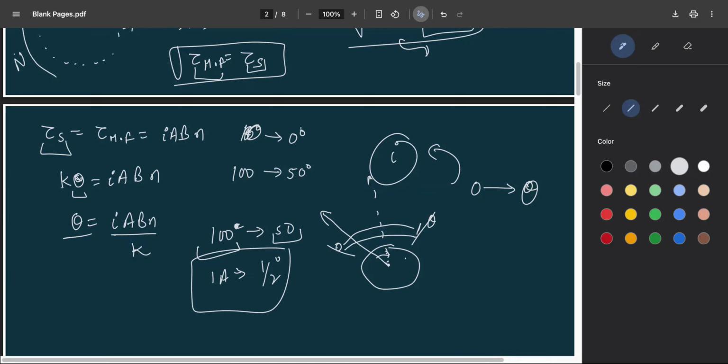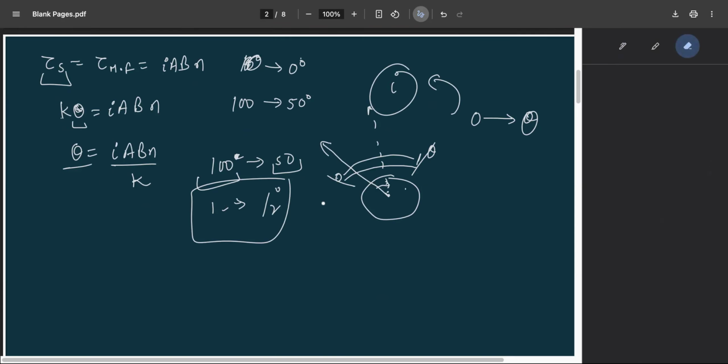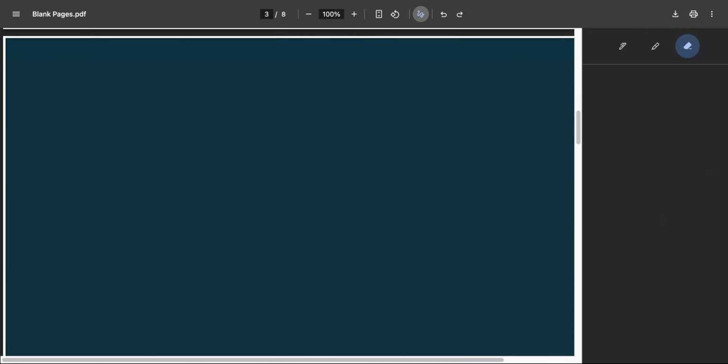Clear, Preetham? Yes, sir. Okay. Any doubt? No doubt, right? Okay. So that's how we make this. Let's move to the next page and talk about magnetic moment.